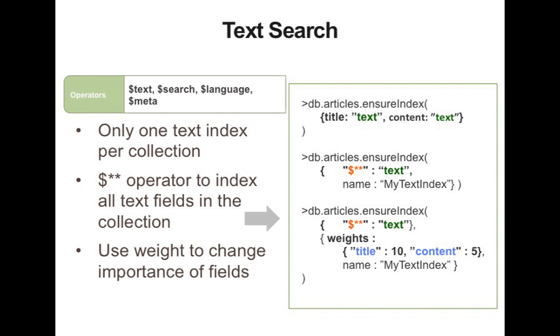There are a variety of ways you can create text indexes. You can combine multiple fields. In the example on the right-hand side box, you create a text index on title and content fields. You can also use the $** operator to index all the text fields in a collection. Or you can change the weightage to change the importance of the fields. For example, in the third example, I'm giving title a weightage of 10 and content a weightage of 5.